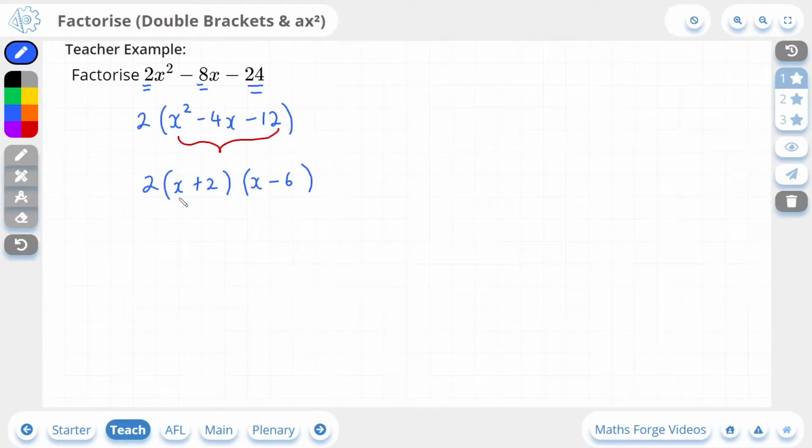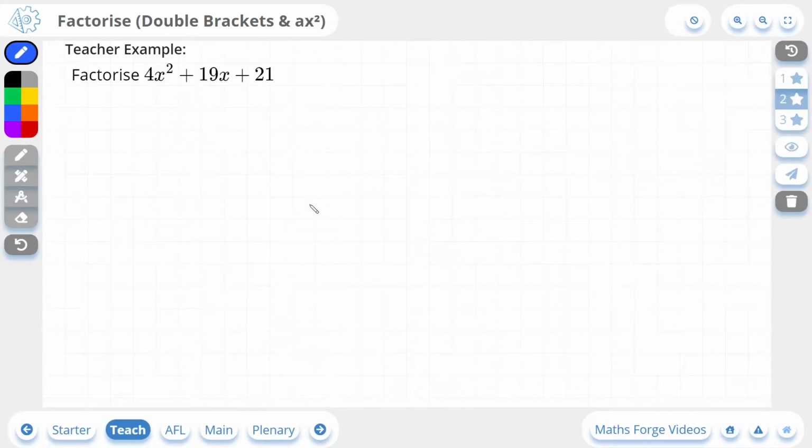And now for the final step, I'm going to multiply this 2 into one of the brackets. I'm going to choose to multiply into the x plus 2 since it's the closest one. So we're going to have 2x plus 4 in brackets, and then we have x minus 6. So this should be our final answer. And if we check our answer, there it is.